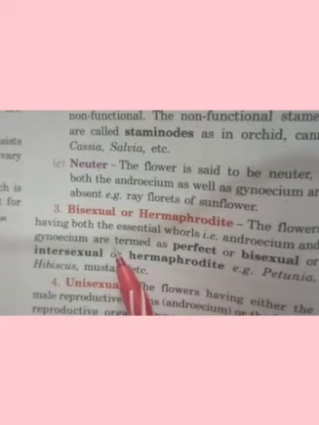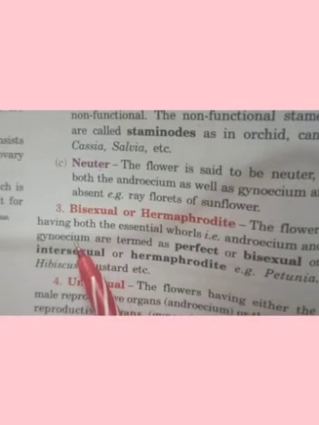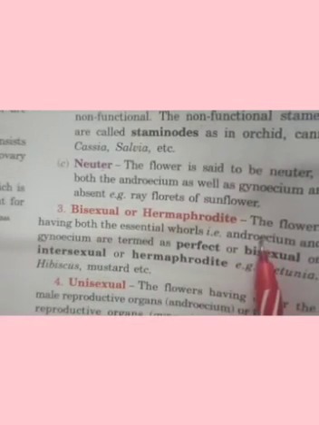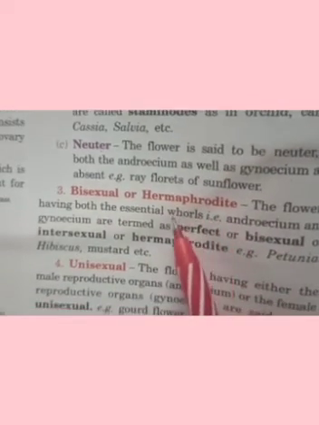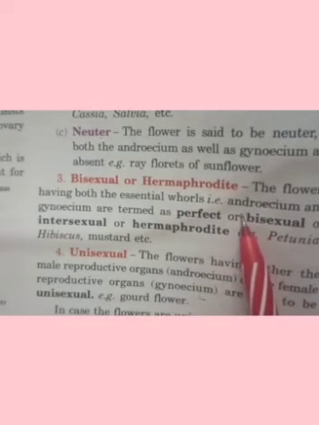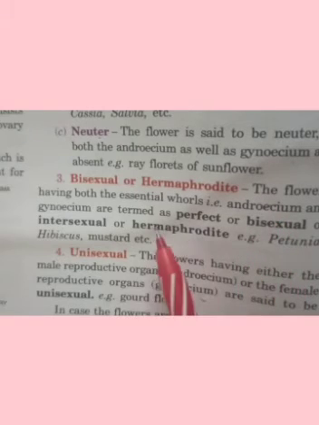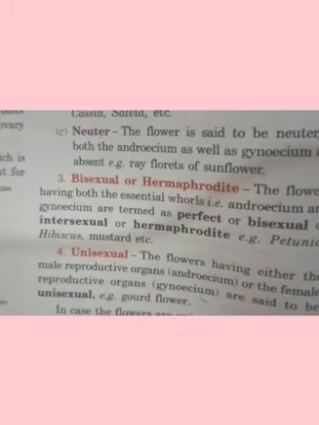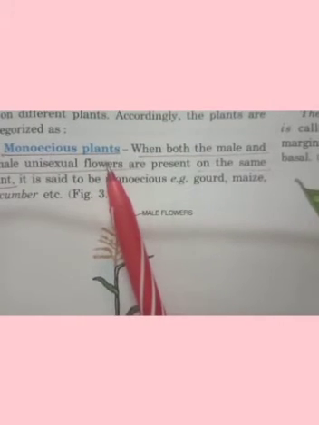Which ones are the essential parts? Androecium and gynoecium. If both the whorls are present, then the flower is called bisexual or hermaphrodite, right? If a flower has either only the male part or the female part, either androecium or gynoecium, then it is called unisexual flower.